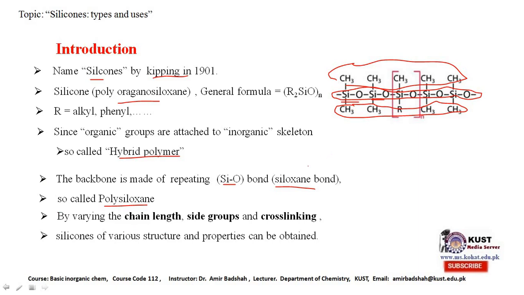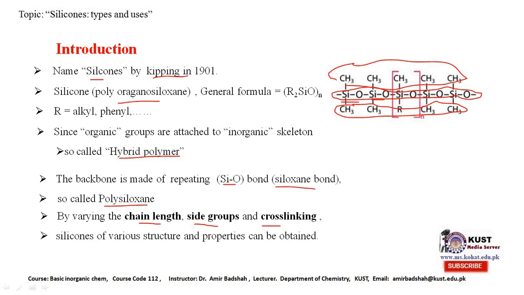Various properties are developed in these silicones by changing the length of the polymer, or by changing the side group, or by the cross-linking group. With the help of these changes, we can develop different properties in the compound which are suitable for specific uses. We can make the chain short or we can make it large. It depends upon the purpose for which we want to use it, and variation can also occur by this change.